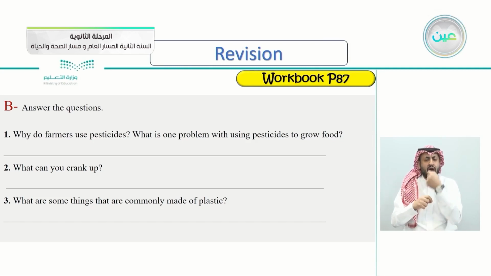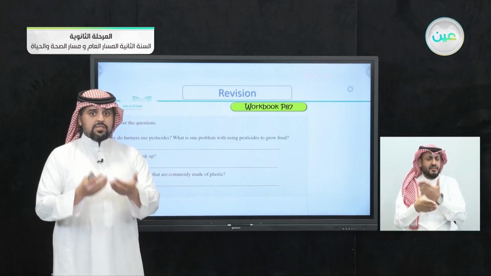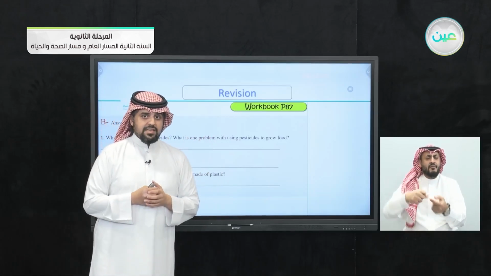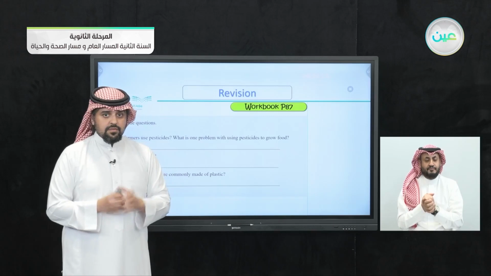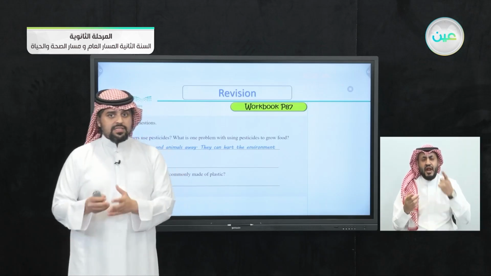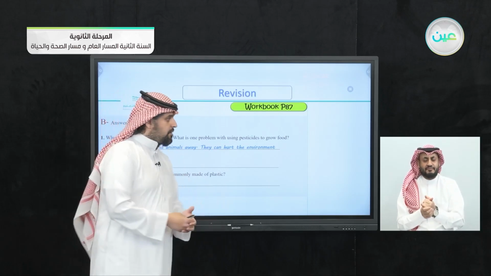We know that the farmers have to use pesticides. So give me the reason, and once you give me the reason, give me one problem with using pesticides. Okay, let's check the answer here together. Pesticides keep bugs and animals away. This is, of course, why farmers use pesticides, to keep bugs and animals away. And one problem, they can hurt the environment. Of course, pesticides are harmful to the environment, but farmers have to use them to keep the bugs and some animals away from the crop.